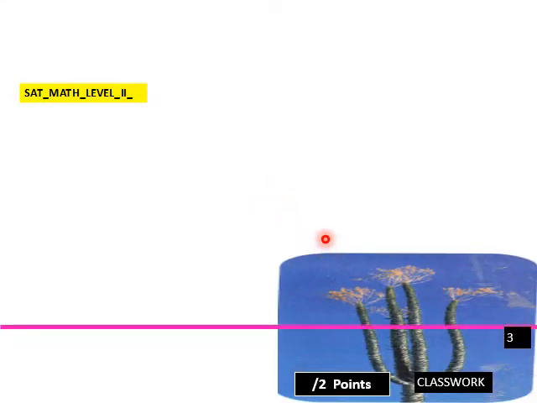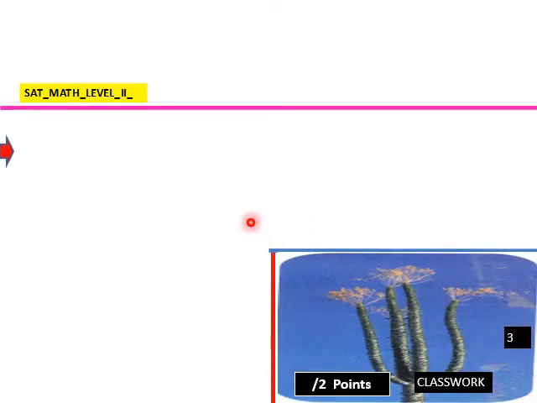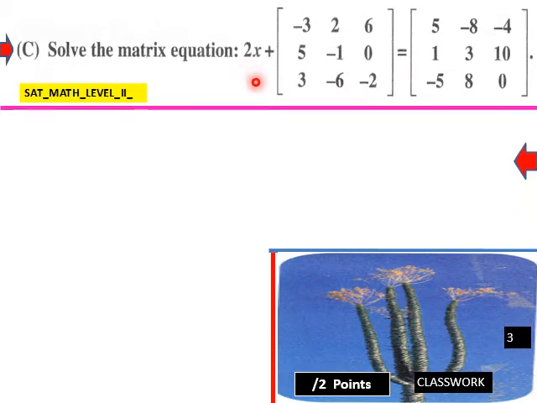And then for C here, solve the matrix equation. 2x plus this matrix here equals this here, so we need to find x to transform from this to this, okay? That is what we need to do. So 2x equals 5, minus 8, negative 4, 1, 3, 10, negative 5, 8, and 0. Then we're going to subtract.